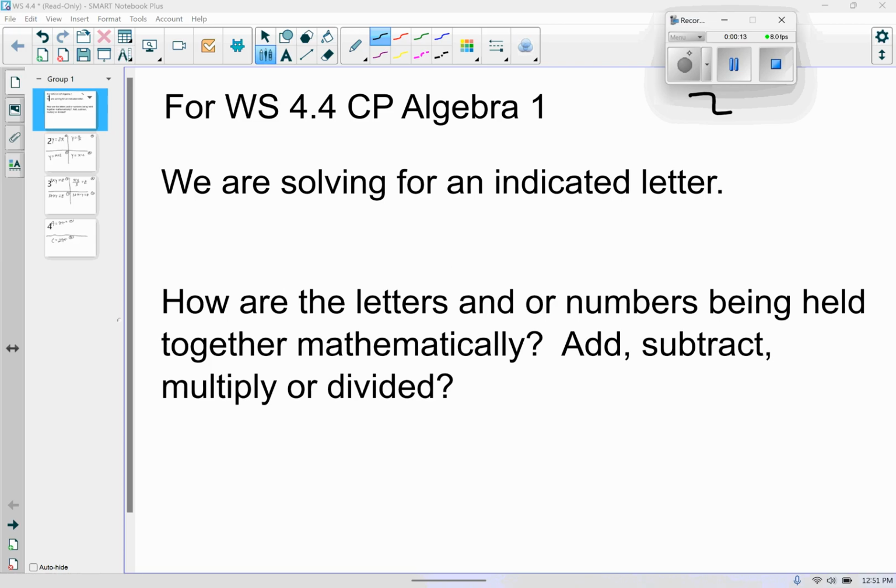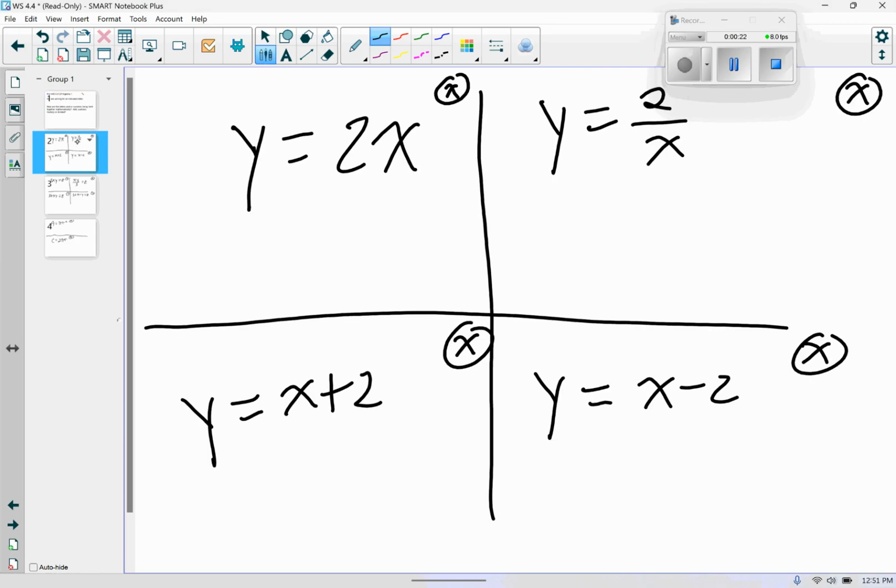Okay, so how are letters and numbers being held together mathematically? They can be added, subtracted, multiplied, divided. There's other methods as well. So if we take a look at these notes, how are these being held together?